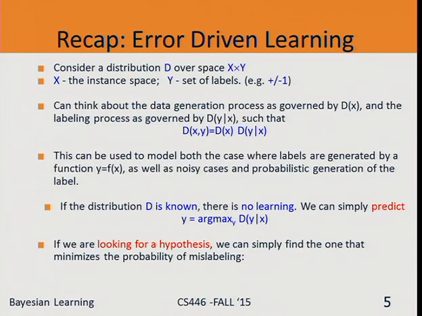And specifically, if we're looking for a function rather than a prediction, again, we can use the same kind of protocol where we simply find the one that maximizes or minimizes the probability of mislabeling. And this is how we denote it. So the chosen hypothesis is the one that is going to do the best in terms of, say, here, misclassification error.